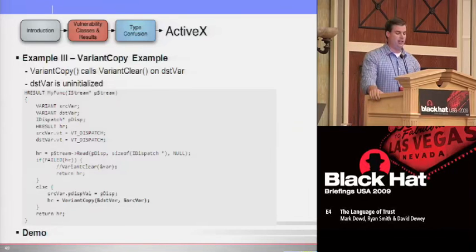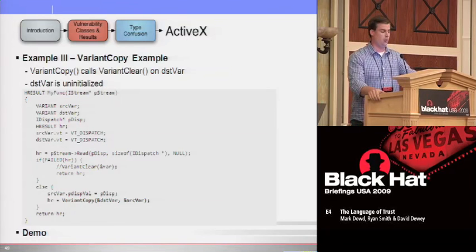Here's a contrived example of what a variant copy vulnerability would look like. This is very similar code to what we saw before, where in this case it's going to try to copy to a destination variant which has not been initialized, resulting in the same exploitable condition. So, time for a demo.